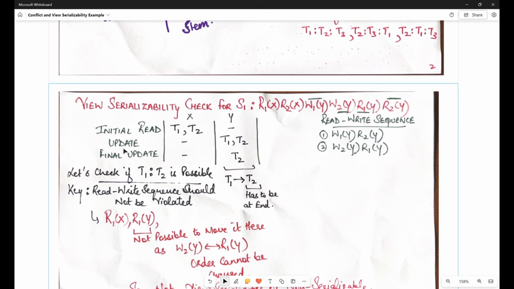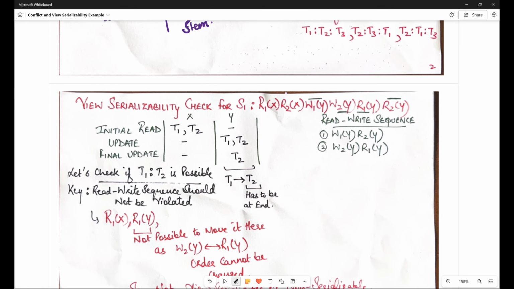Now let's form this table: initial read, update, final update. Initial read: the definition was any read being performed before a write operation. Let's move item by item. We have only 2 items over here and 2 transactions, T1, T2 and X and Y. So let's start with X. If we see X, there are 2 read operations happening and there is no write operation happening on X, right?